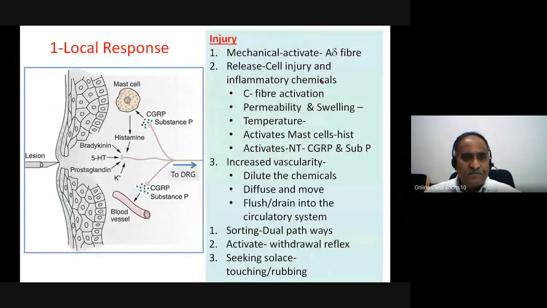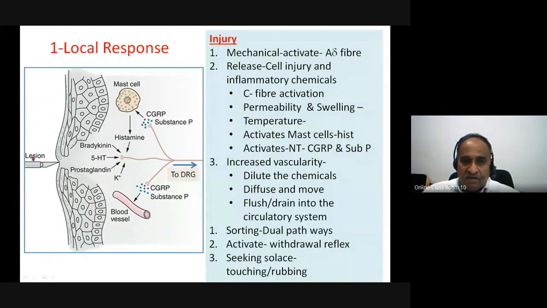See what happens. What happens when you have an injury here to the skin? So this is a skin. When the skin is cut or some part of the integument is cut, what happens? There is a release of chemicals. First, it will excite those nerves. Nerves are injured, especially the fast conducting nerve fibers are activated. So that is mechanical. This is the lesion, mechanical, tearing or cutting or crushing, whatever, this mechanical activates A delta fibers.